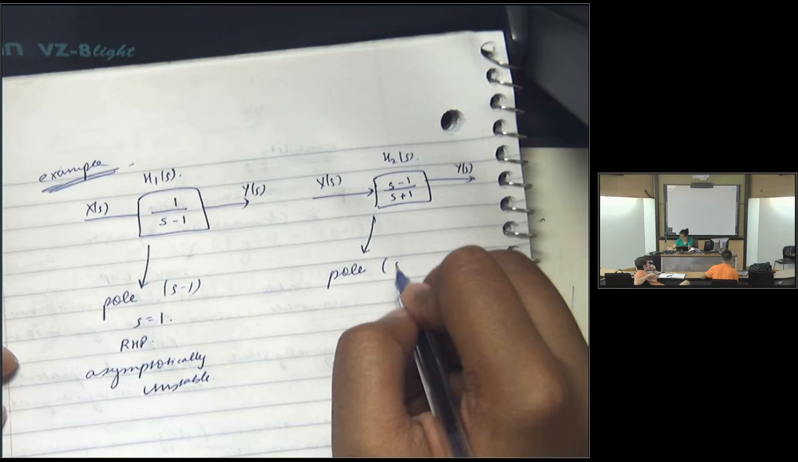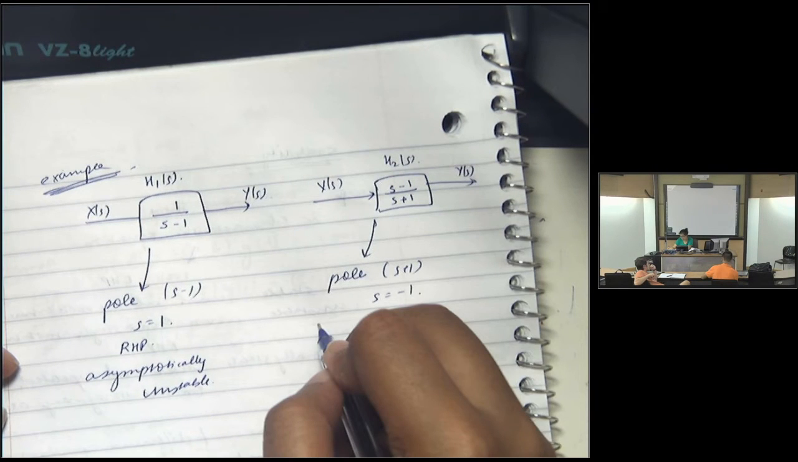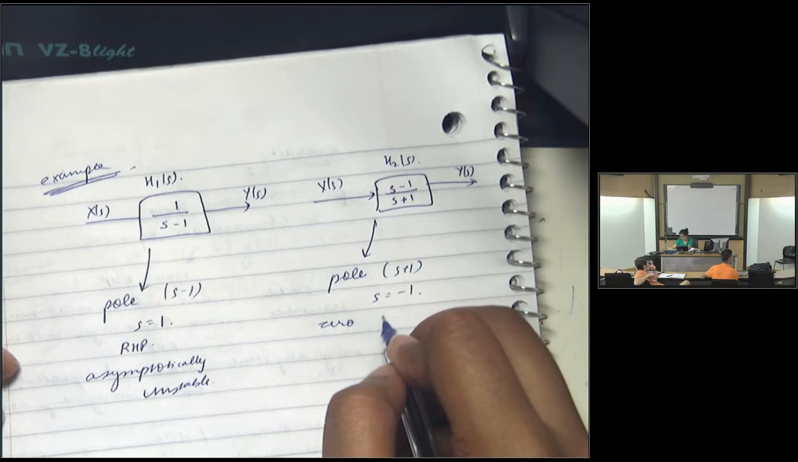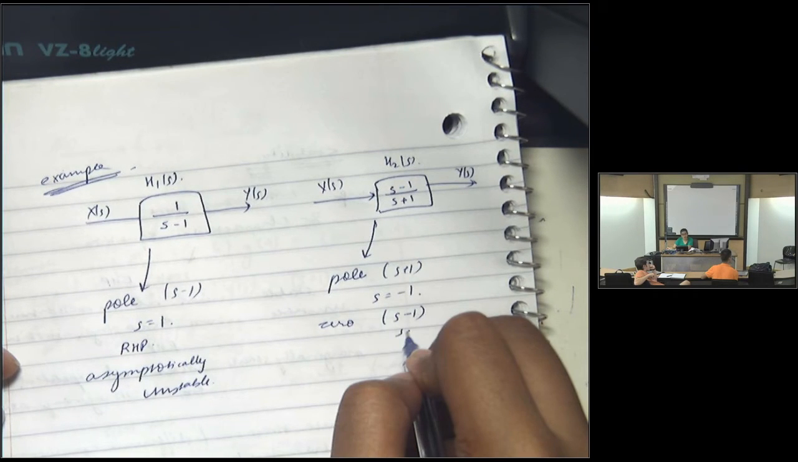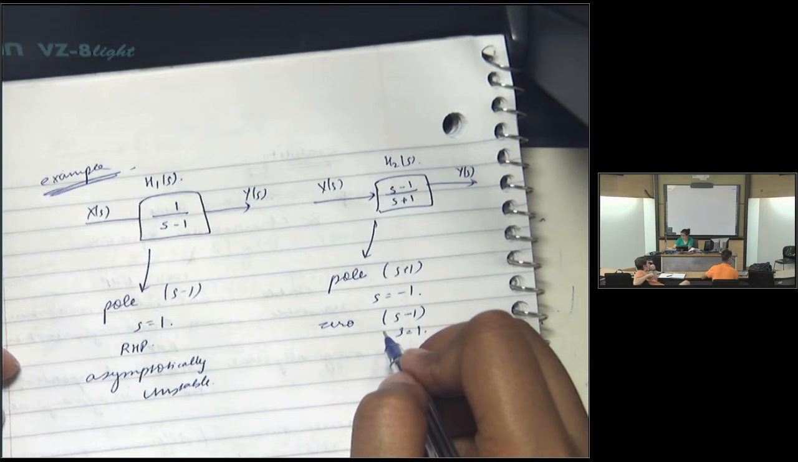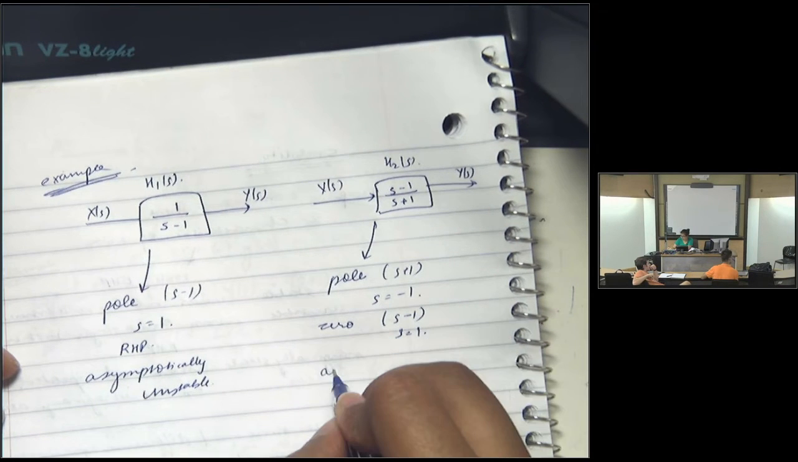Correct? All right. For my second system, where is my pole? Correct. And I have a zero also. Where is my zero? Correct. But I don't care about the zero for stability. Here my system is asymptotically stable.